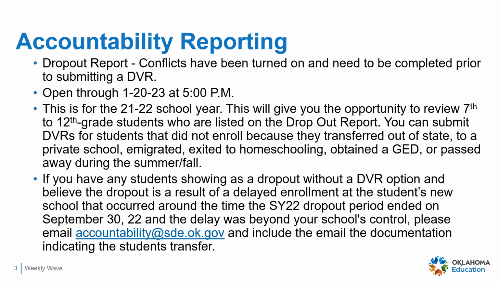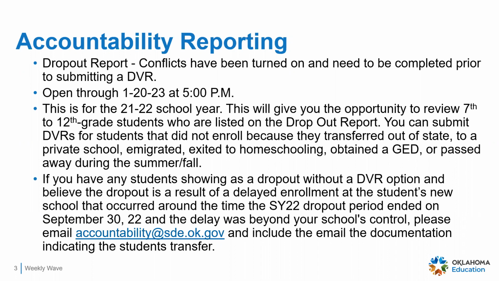So it gives you the opportunity to review your 7th through 12th grade students that are listed on the dropout report, and you can submit those DVRs for the students that did not enroll because they transferred out of state, or they went to a private school, immigrated, or went to homeschooling, obtained their GED, or passed away during the summer or fall.